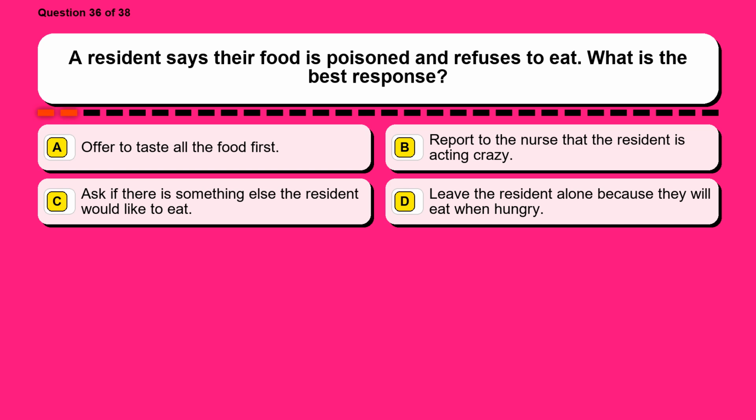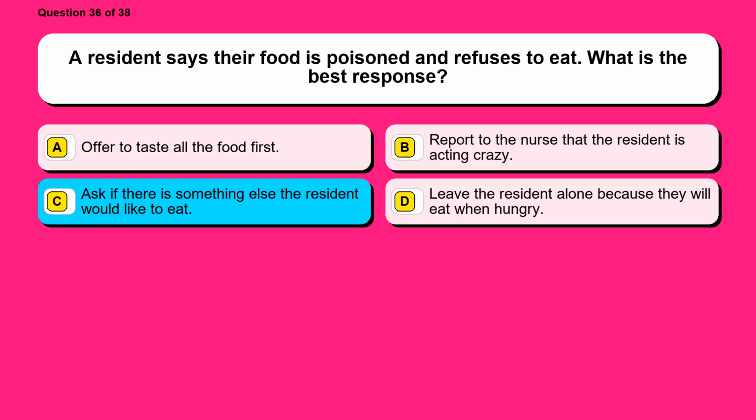Question 36. A resident says their food is poisoned and refuses to eat. What is the best response? Option A. Offer to taste all the food first. Option B. Report to the nurse that the resident is acting crazy. Option C. Ask if there is something else the resident would like to eat. Option D. Leave the resident alone because they will eat when hungry.